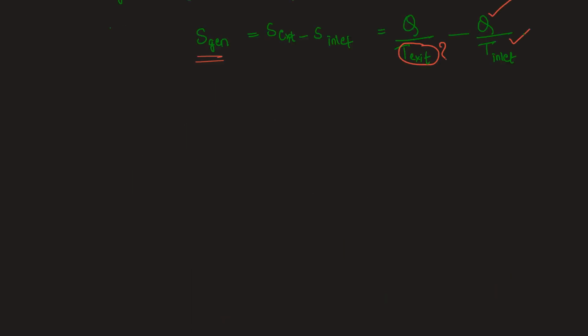So let's do that. To find out T exit, we will use Fourier's law for heat transfer rate. By Fourier's law, we have the heat transfer rate Q will be equal to thermal conductivity K into cross-sectional area A into rate of change of temperature with respect to the length. Here the change is taking place in the thickness direction, so we have taken dx as the thickness here.